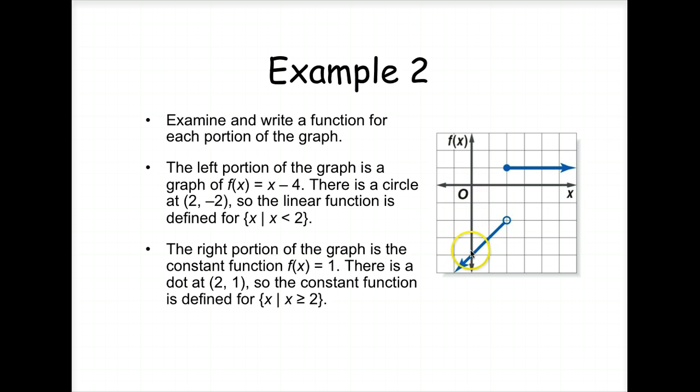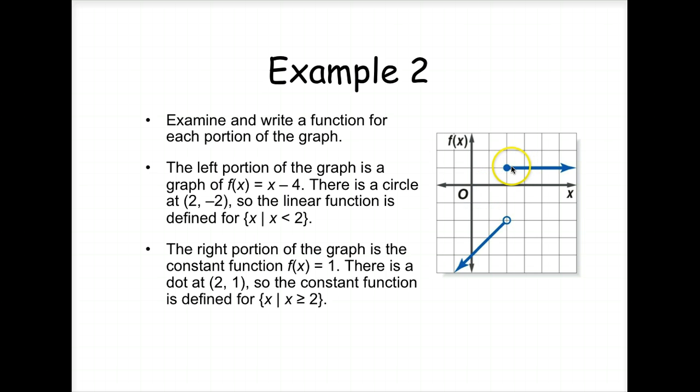Well, it crosses the y-axis at a -4, right? So if x is 0, y is -4. There is a circle at negative 2, it's an open circle. So we know that we have just a less than symbol. It's less than 2, right? X is less than 2.